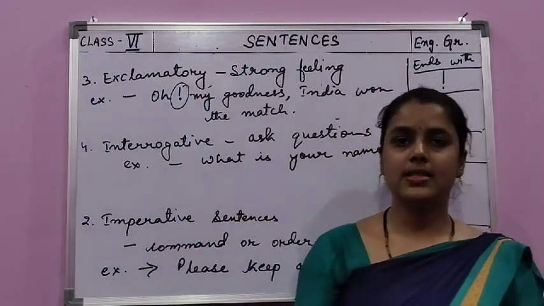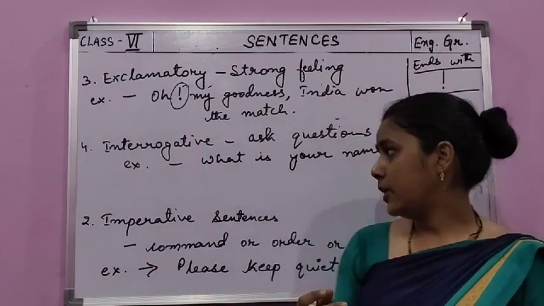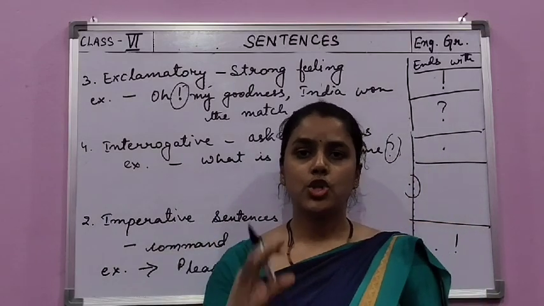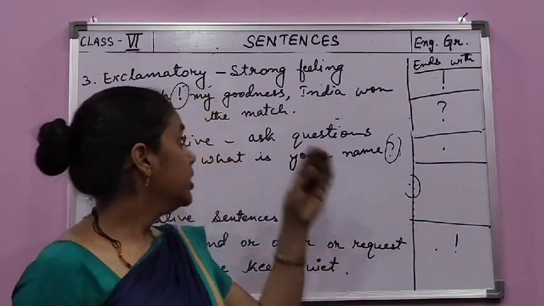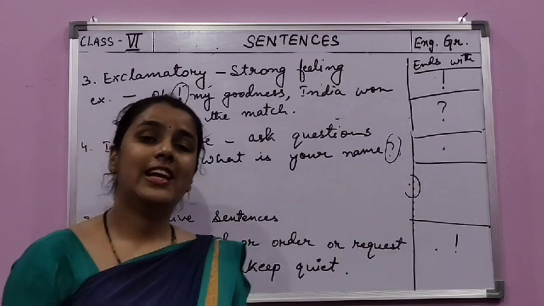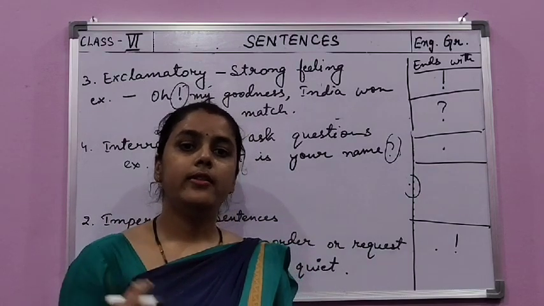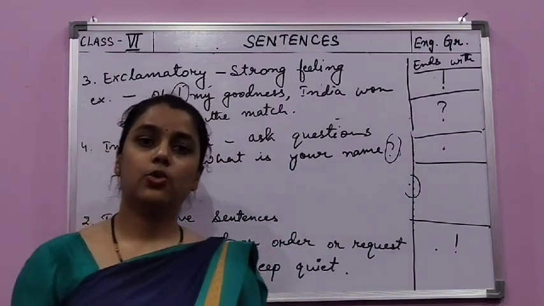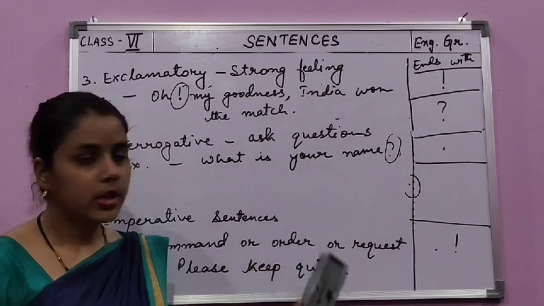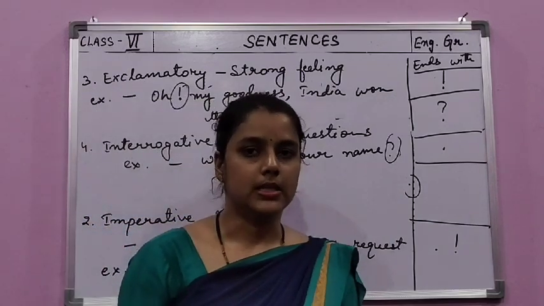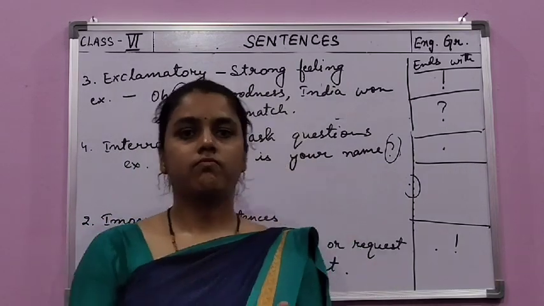So these are the four kinds of sentences: declarative, which declares a statement or gives a fact. The second one is imperative sentences, which is used to show a command, a request, or an order. Third one is exclamatory sentence, which is used to express a very strong feeling. Then the fourth one is interrogative sentences, used whenever you are asking a question to someone. So these are the four kinds of sentences on the basis of purpose. On the basis of this, we will do a few exercises of the lesson, and take care of that.